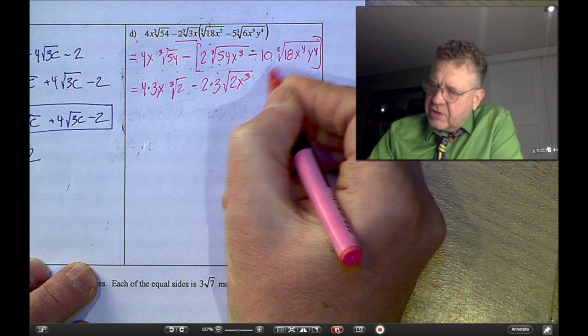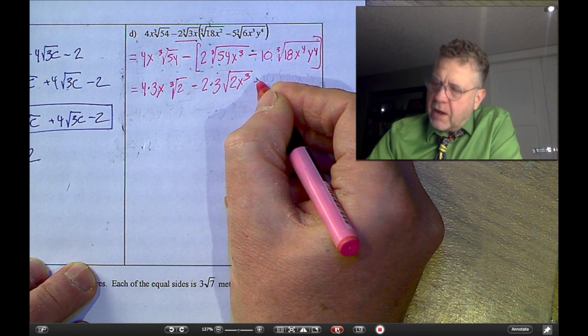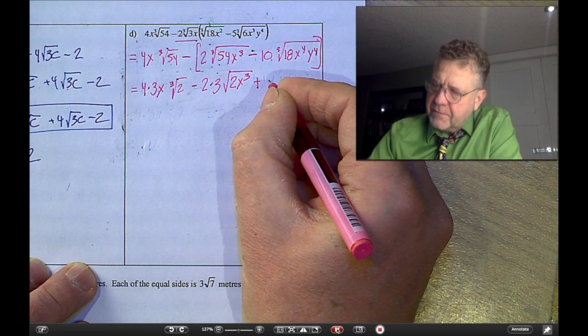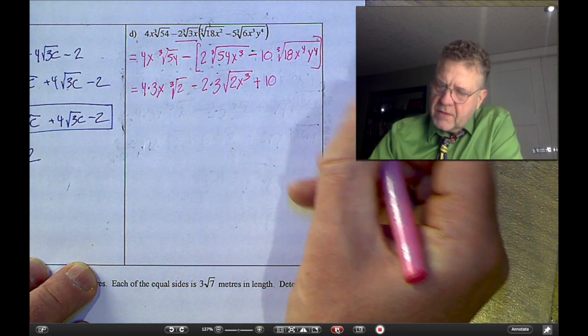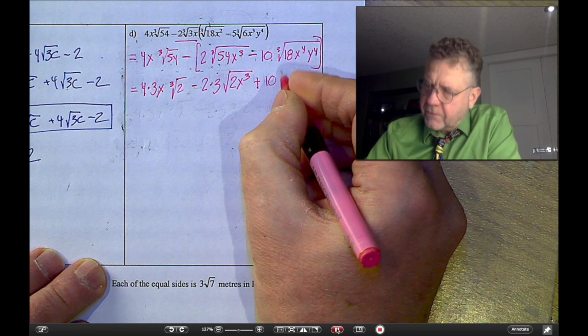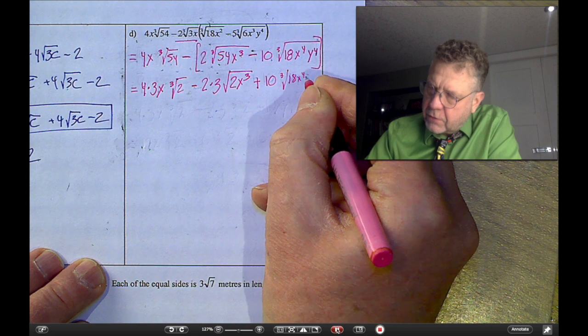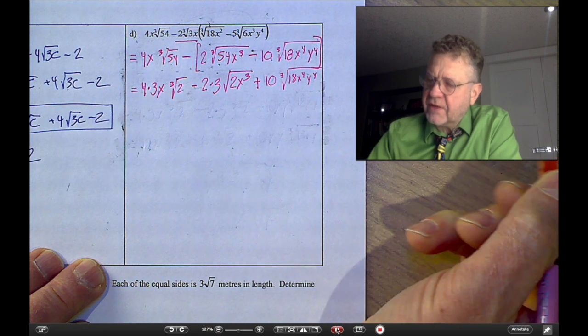All right, the last term here. Now, minus, I take the brackets away. Minus is going to become a positive 10. There's not much I can do with the 18x to the 4 y to the 4, so I'm just going to keep that all in there. 18x to the 4, y to the 4, but it's a cube root of that. All right.